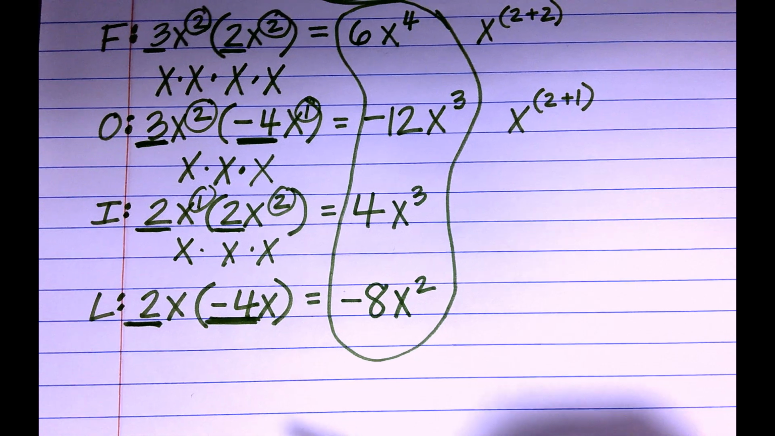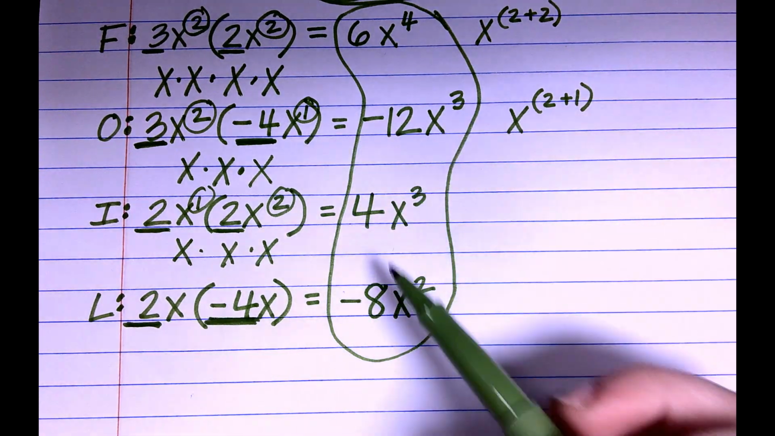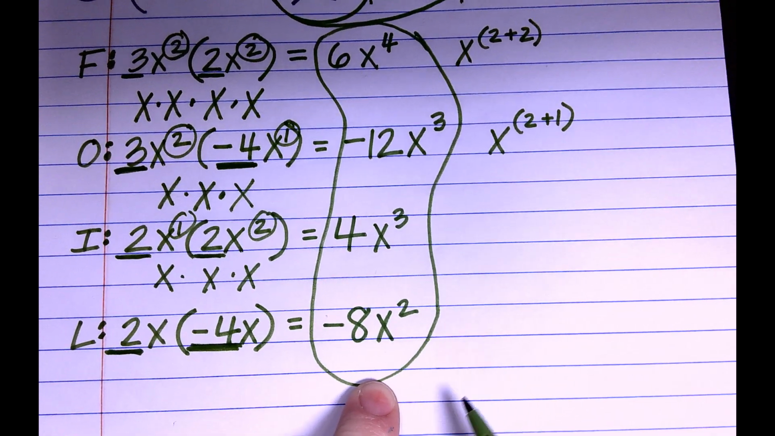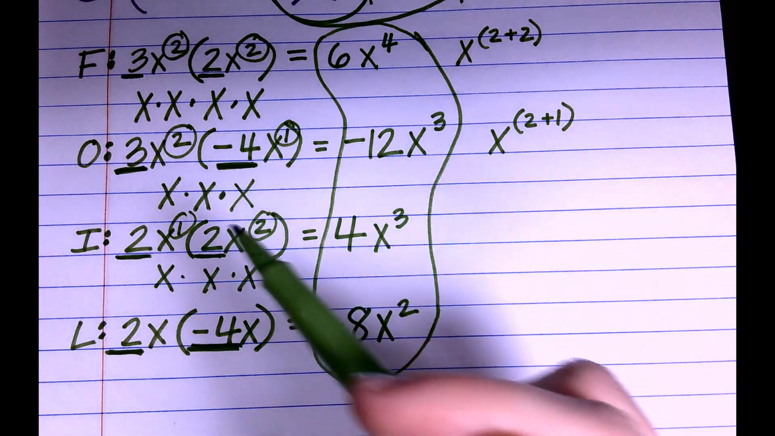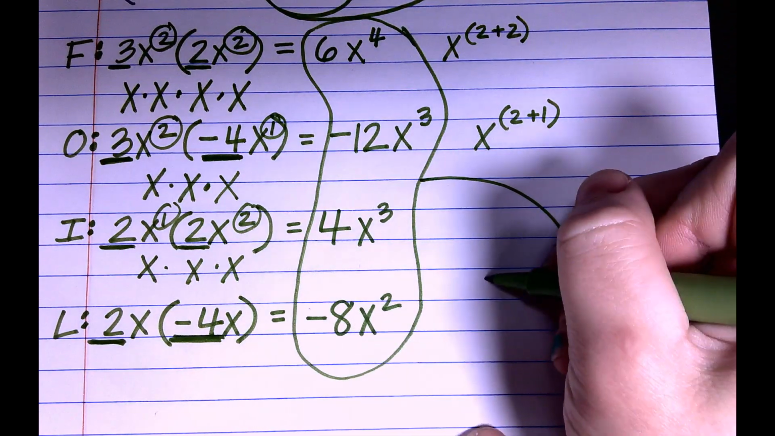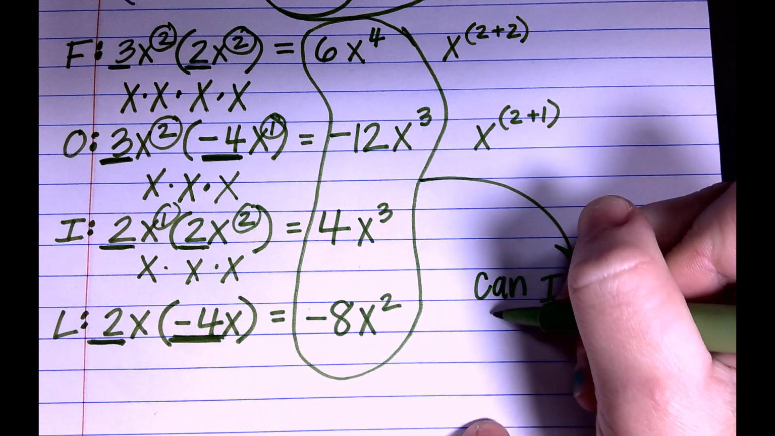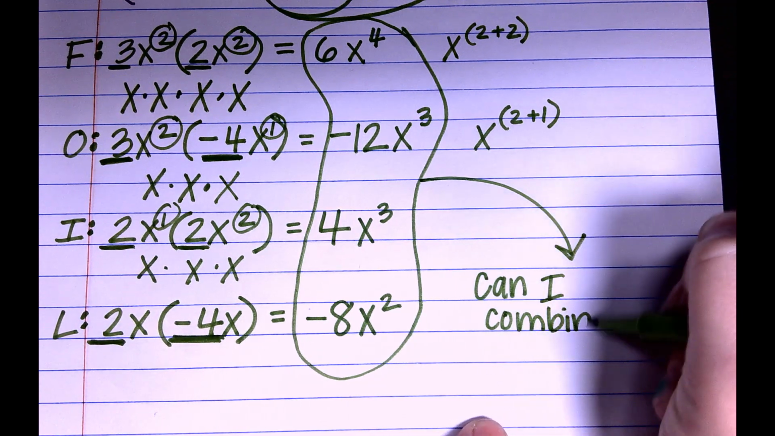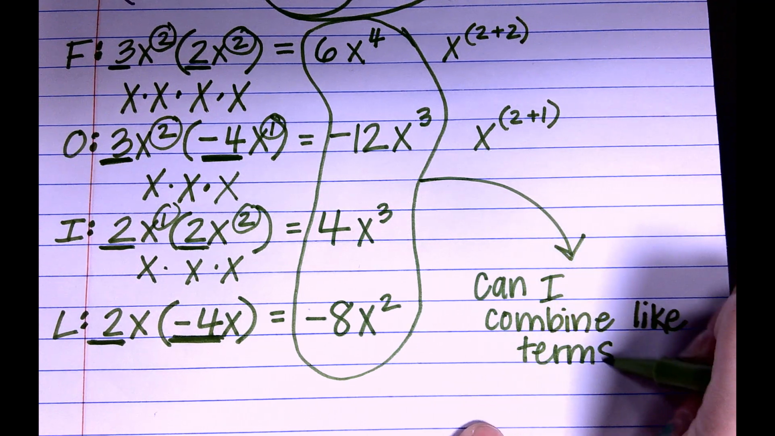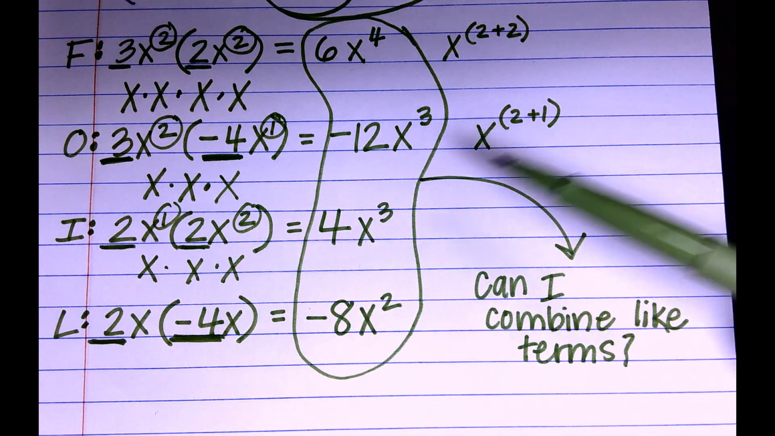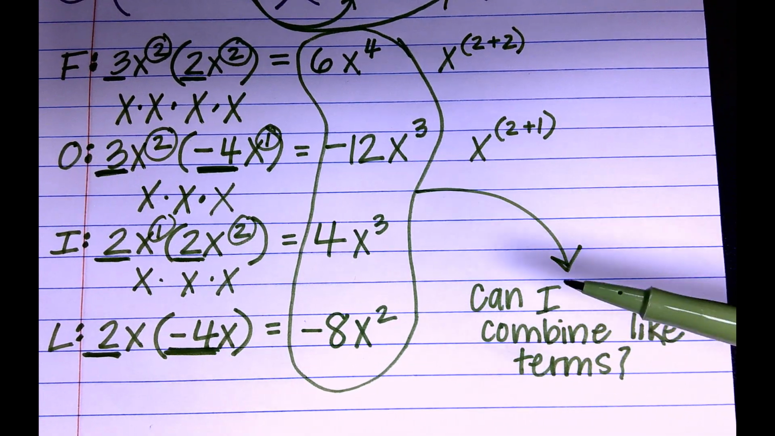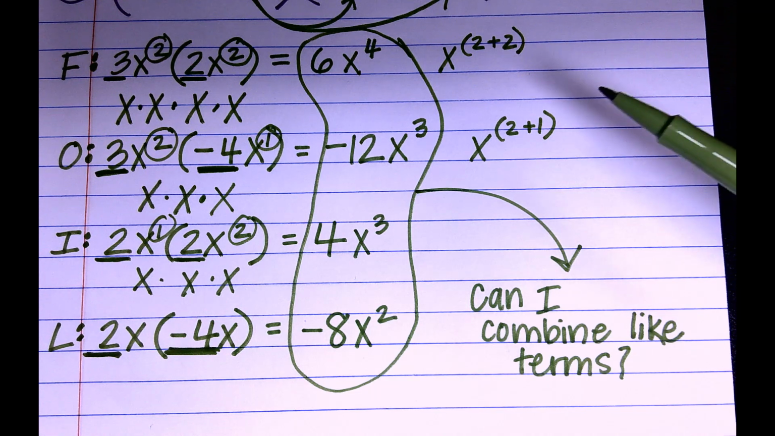So I've got all 4 terms. 6x to the 4th power, -12x to the 3rd power, 4x to the 3rd power, and -8x to the 2nd power. So once we've done our multiplying, now we move on to the next step where we ask ourselves, can I combine like terms? So looking at these 4 terms that I have now, are there any terms that have the same variable and the same exponent number?